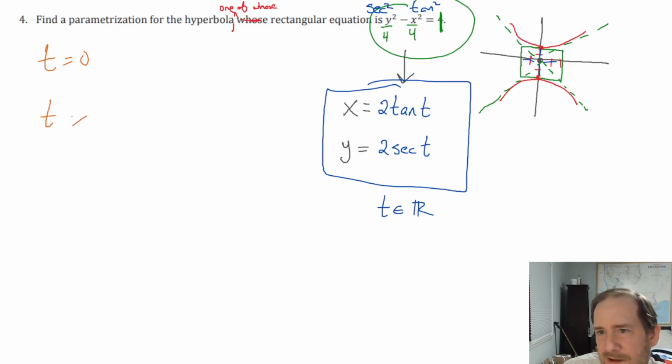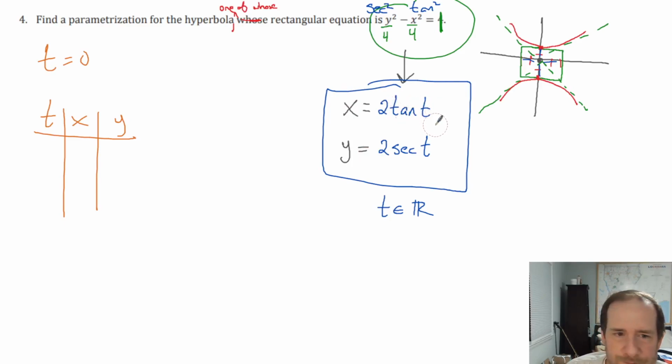So t, x, y. You can just be plugging in 0 and evaluating. I don't much like evaluating things algebraically. If you ask me what tangent of 0 is, I don't have it memorized. I literally remember what the tangent of 0 is because I remember what the graph of tangent looks like. Graph of tangent is the one that goes like this, right? So tangent of 0 is 0 because we go through the origin. So when t is 0, our x is 0 because it's defined by the tangent function.